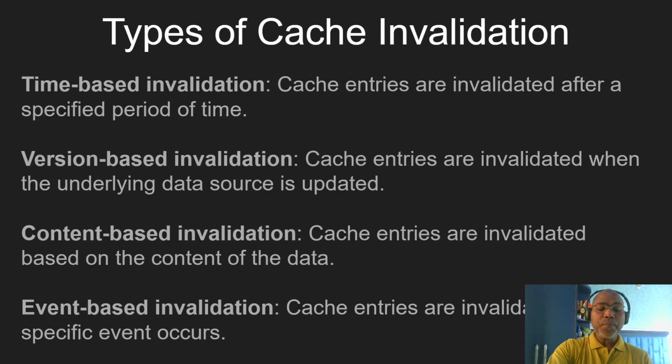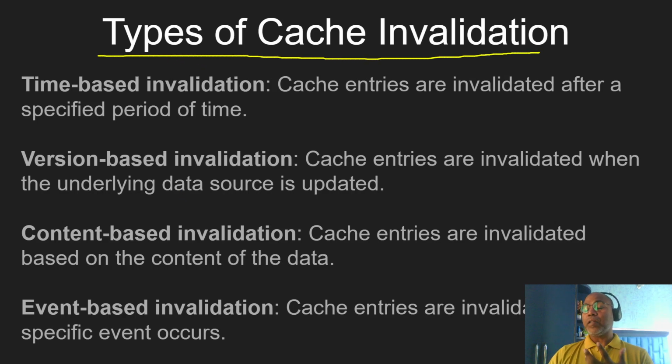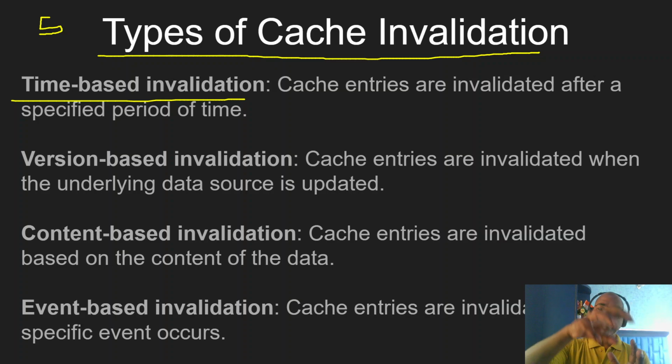There are multiple types of cache invalidation techniques you can think of. Maybe time based: let's decide that every 5 minutes data must be invalidated, meaning the entry is removed from the cache. Add some version based invalidation: cache entries are invalidated when the underlying data source is updated. When data is updated in the particular database, the cache is also updated.